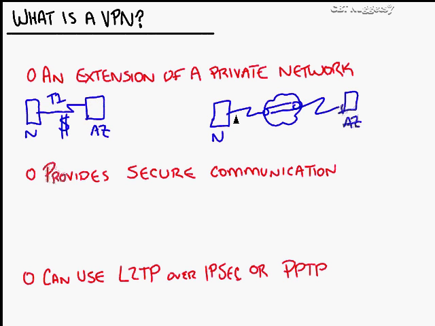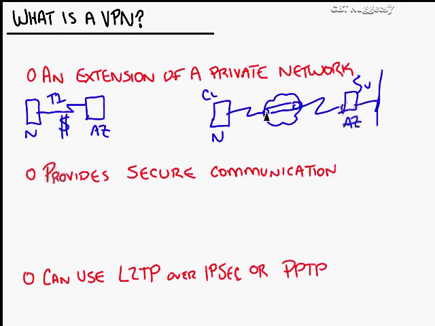Now the nice thing is these don't have to be two full-blown networks. This could be a small little client machine, a laptop in Nebraska connecting to a major server in Arizona. So we're extending our private network that's in Arizona, I'll go ahead and draw a little LAN back here, across the public network of the internet. In order to do that, we need to make sure we're providing secure communication. And with VPNs, we typically do.